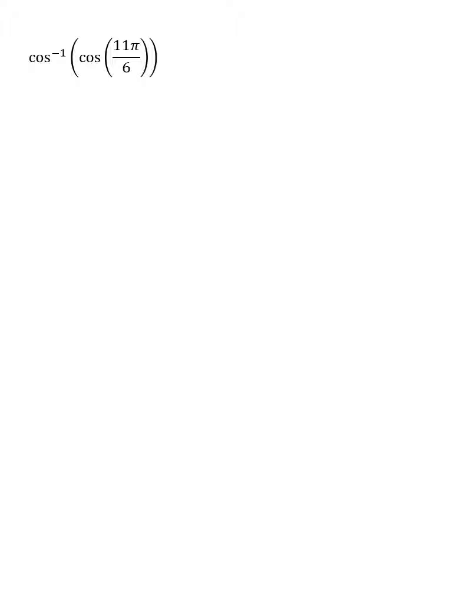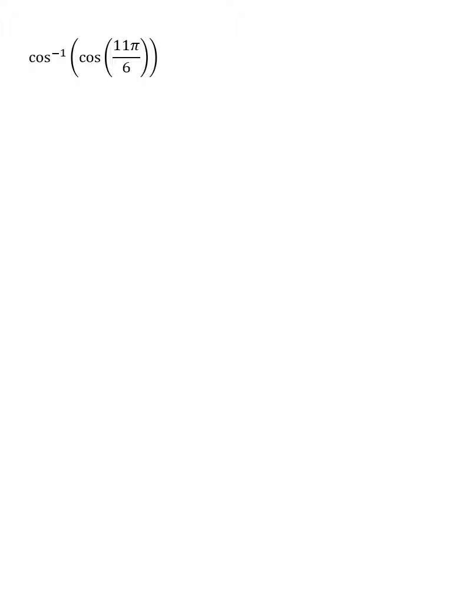Let's move on to the third of 4 problems. One might be tempted here to say that a function and its inverse would cancel each other out, and that the answer would be 11 pi over 6.